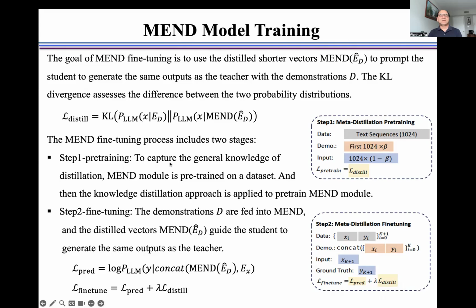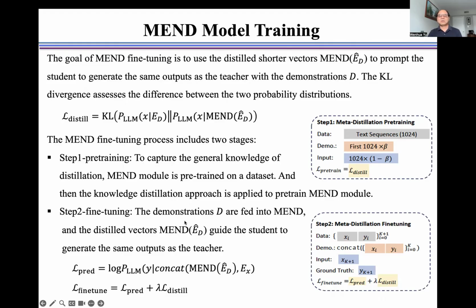Stage 1 is pre-training, as shown here. To capture the general knowledge of distillation, the MEND module is pre-trained on a dataset, and then the knowledge distillation approach is applied to pre-train the MEND module.